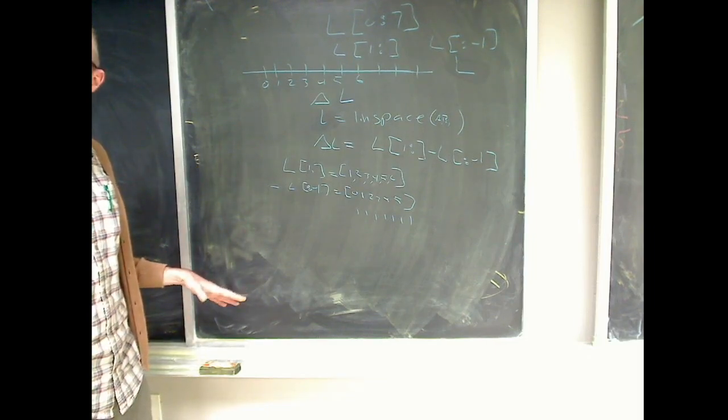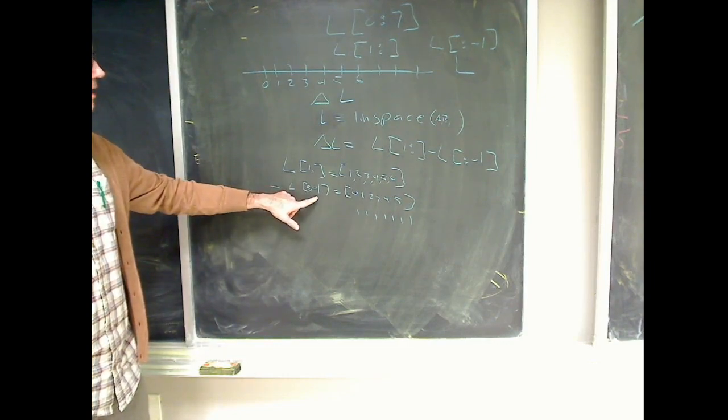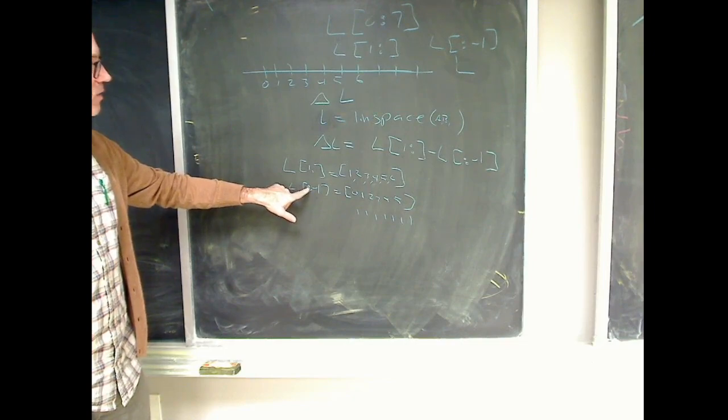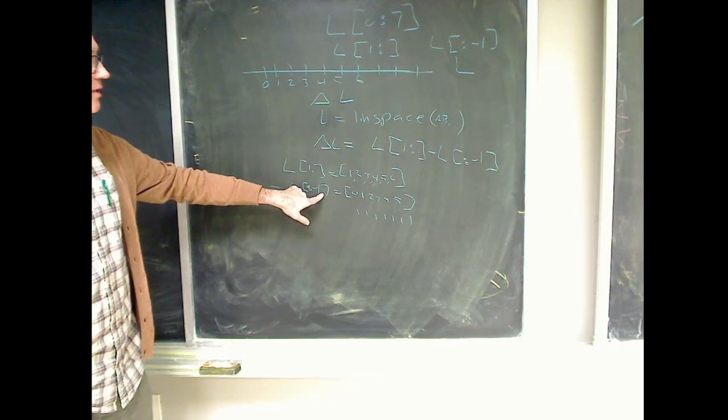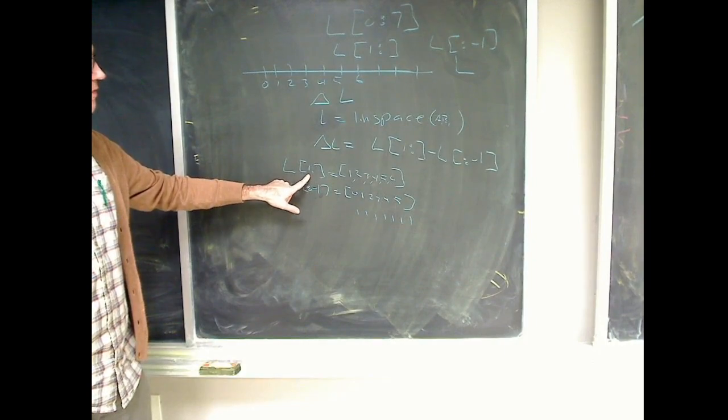Yeah? Why does the negative one give you 0 to 5? Because this takes me from the beginning of the array to the end, but you skip the last one. Oh, okay. Does that make sense? Yeah. This one is you start at the first and you go to the end.